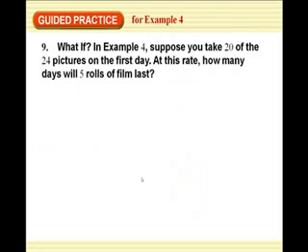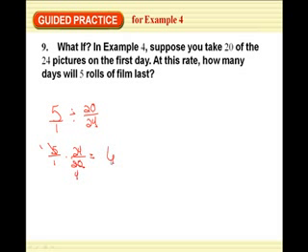What if you take 20 of 24? How many days will the 5 rolls last? So 5 rolls of film divided by 20 out of 24. So first fraction stays the same. Flip it over. That one's 6 days also.